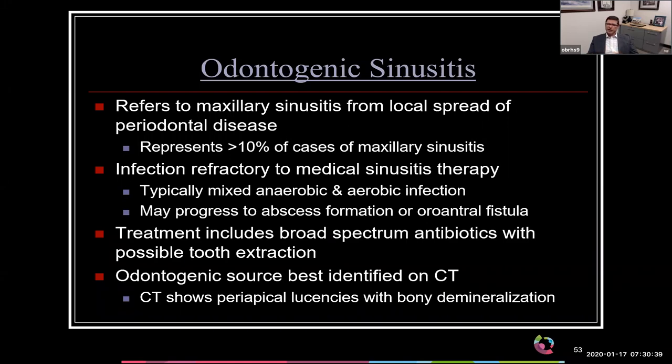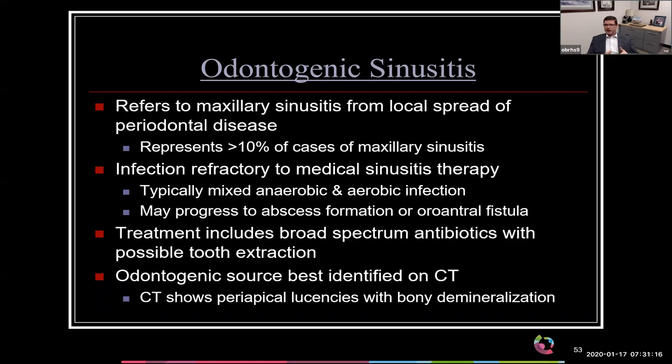And the reason it's refractory to medical therapy is that in typical uncomplicated sinus disease, the antibiotics cover aerobic organisms because it's typically an aerobic infection. But when you have odontogenic sinusitis, it's mixed. It has anaerobic and aerobic organisms, so you don't have the adequate coverage. So really the treatment is more broad spectrum antibiotics. And then you also have to treat the underlying periodontal or odontogenic disease. So sometimes antibiotics will take care of that, but oftentimes you might need tooth extraction or repair of an oroantral fistula if that's present.